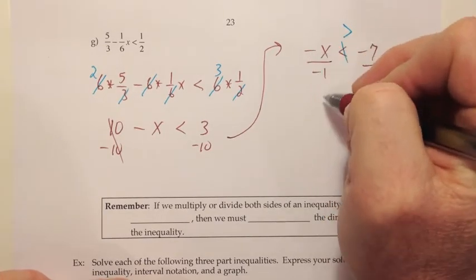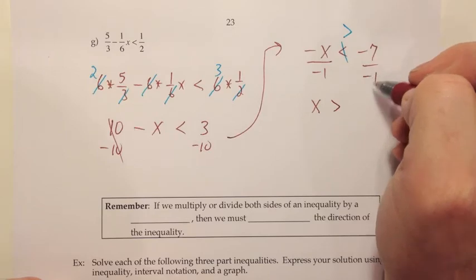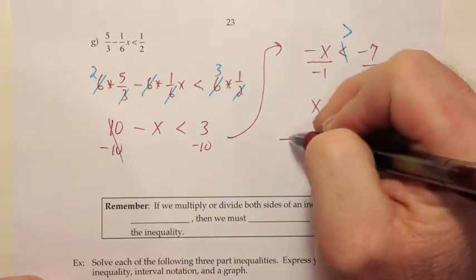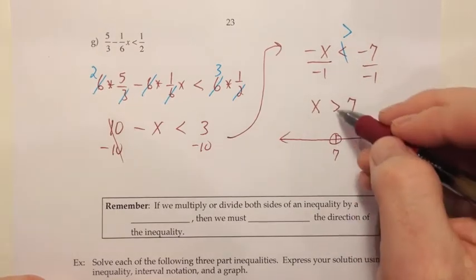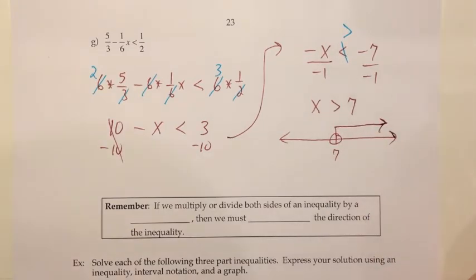And so the two negatives here cancel, and I get positive x is greater than negative 7 over negative 1, which would be positive 7. And then for the graph portion there, I would put the 7. There's no or equal, so an open circle. X is greater than or to the right of 7. And that would be my graph.